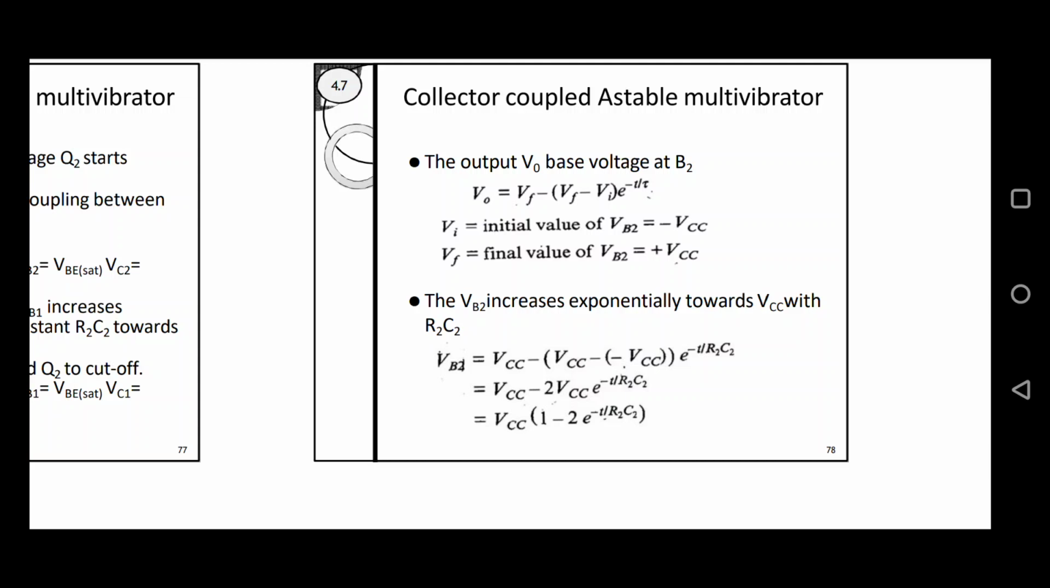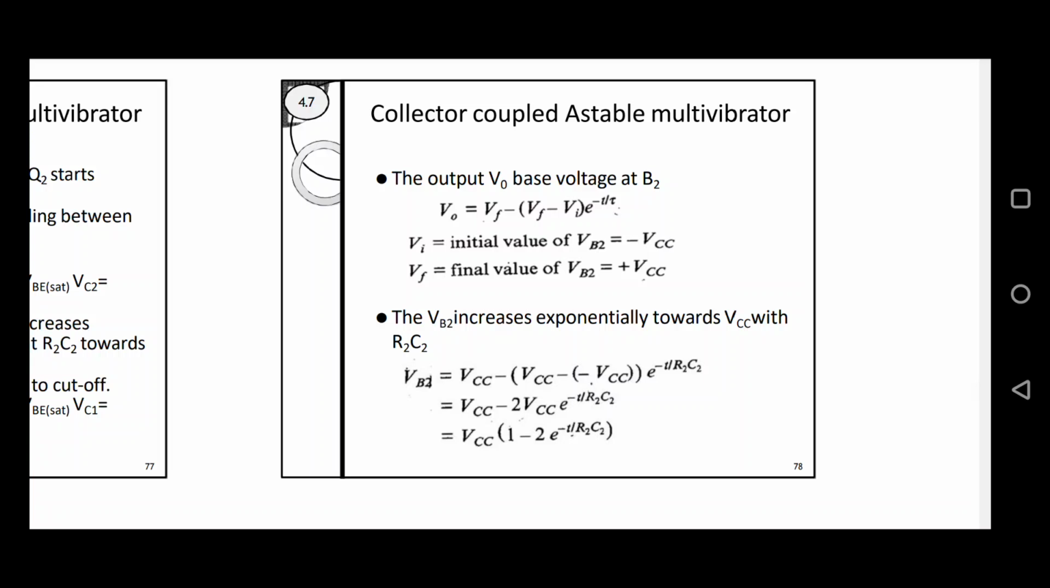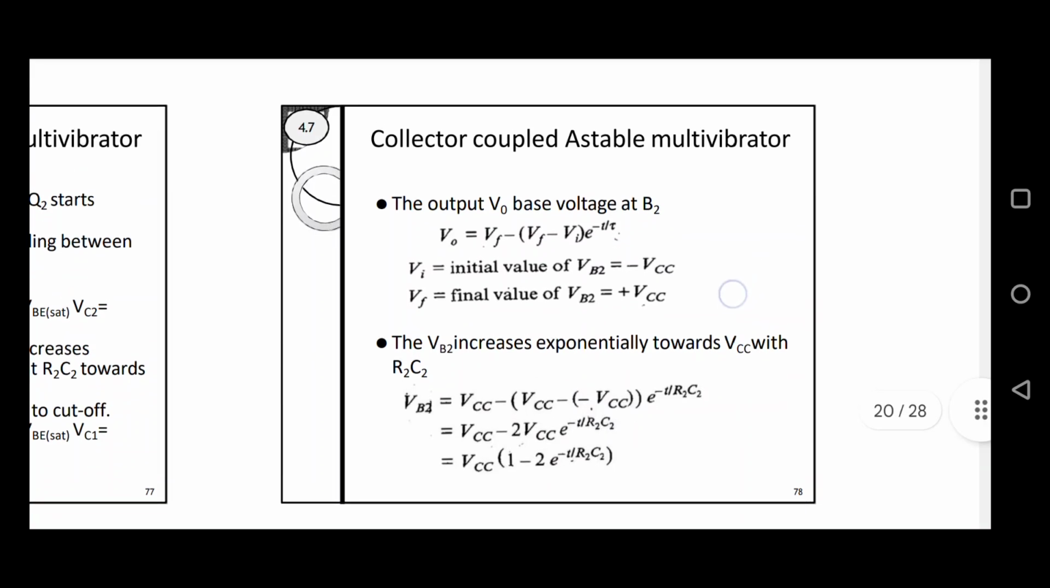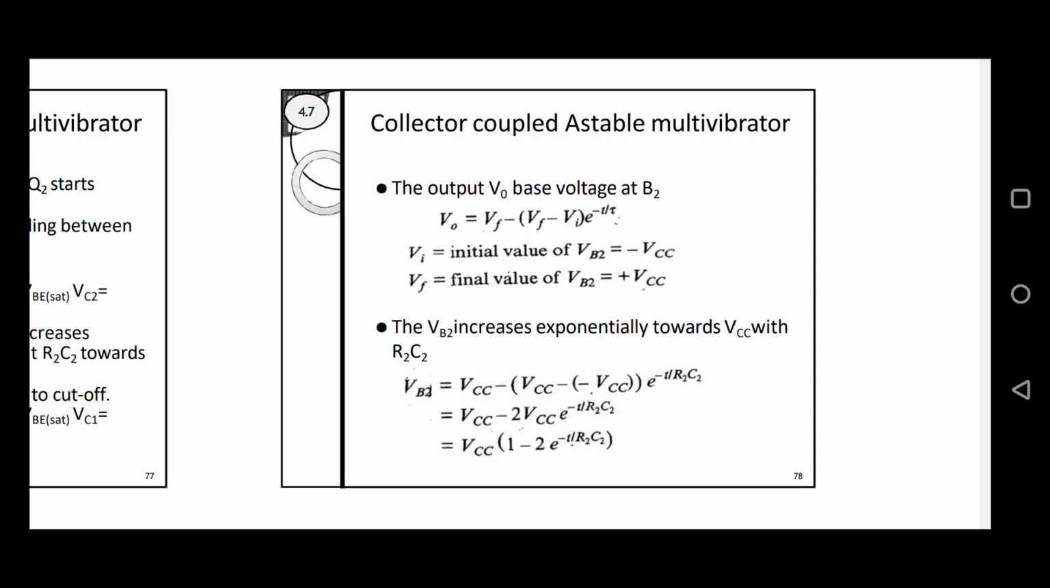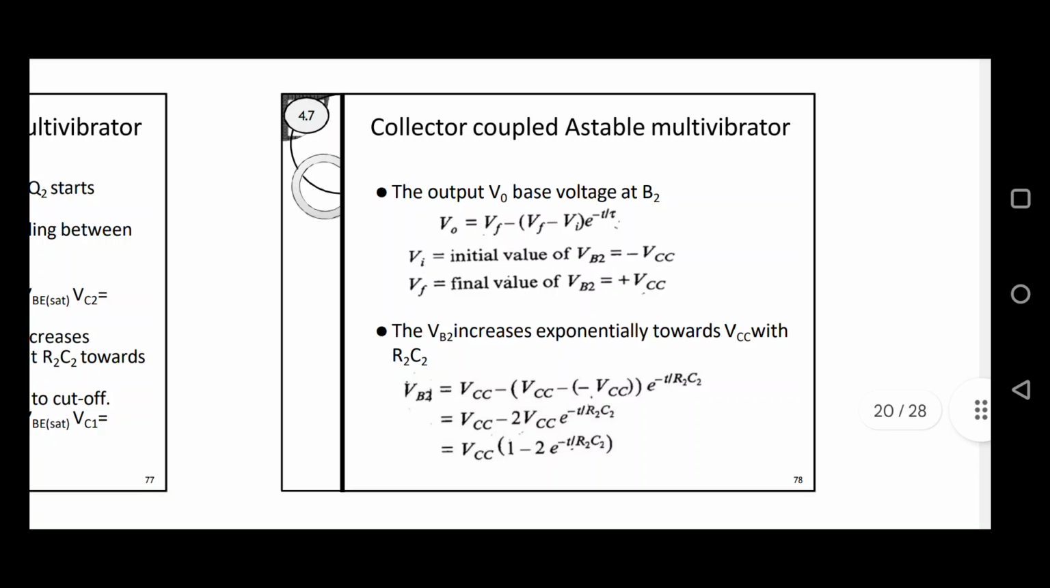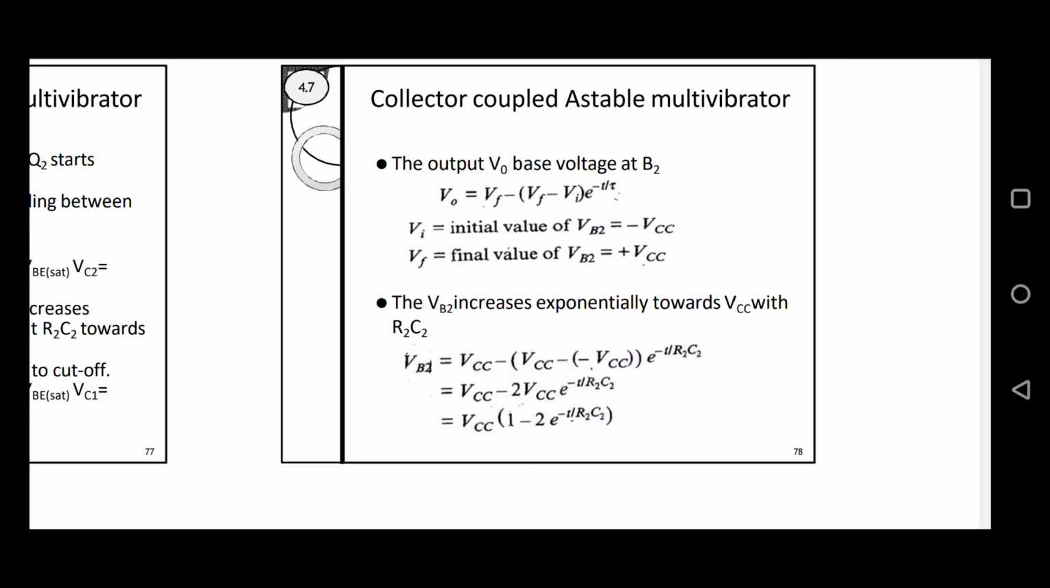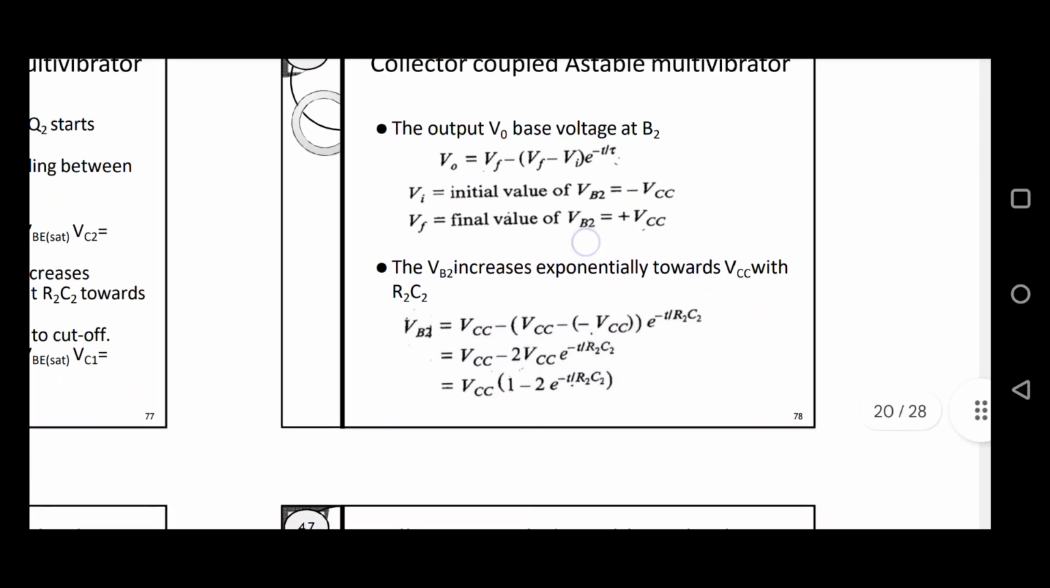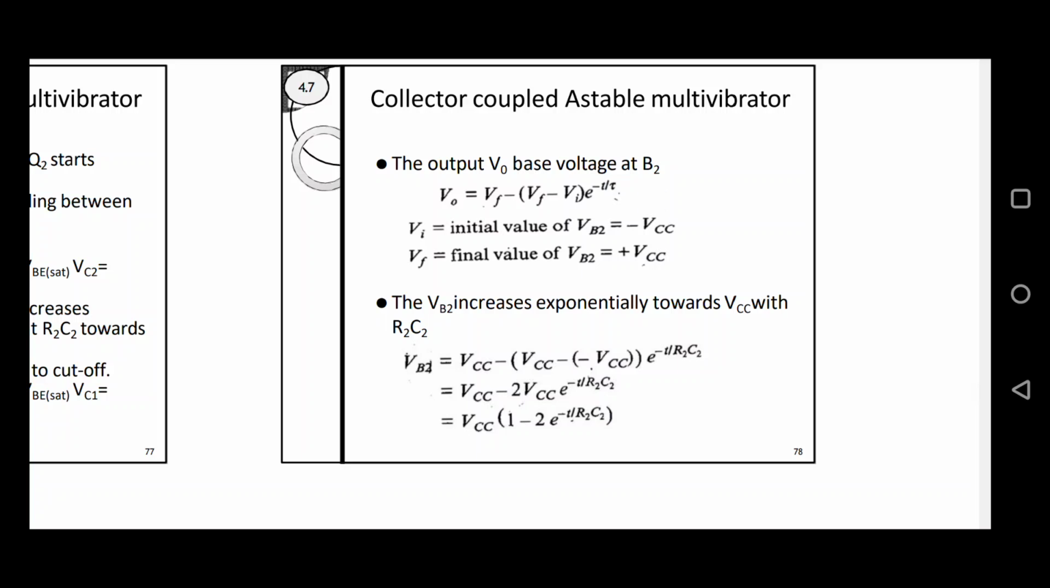And now we are going to derive the value of the time period T. So this is the expression for the time period T. Let me start the concept. The base voltage at B2 can be given as V0 equal to Vf minus (Vf minus Vi) into e power minus t by tau, where Vi is the initial value of VB2. Initially, VB2 should be given as minus VCC, and the final value of VB2 can be given as plus VCC. So now substitute the values of Vi and Vf in this equation.